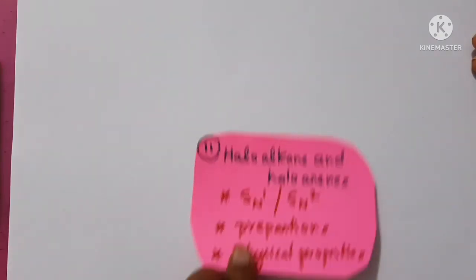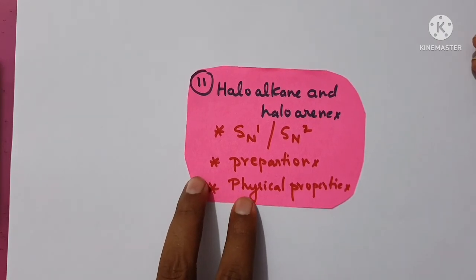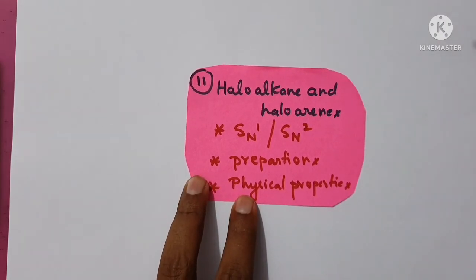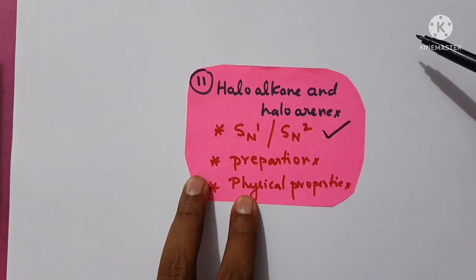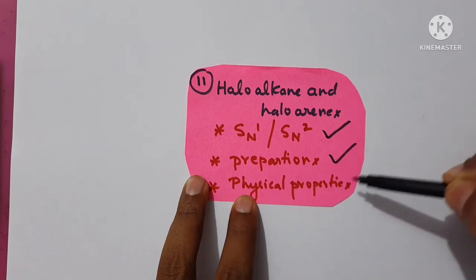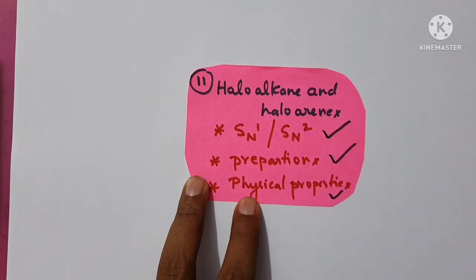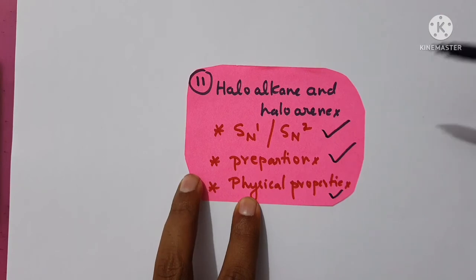We'll go for the next one, that is 11. The 11th most important question is from the chapter haloalkanes and haloarenes, where you need to concentrate more on the SN1 and SN2 mechanism questions, and the preparation of haloalkanes and haloarenes. You can also keep an eye on the physical properties, where boiling points will be the question. So this is your most repeated question, number 11.